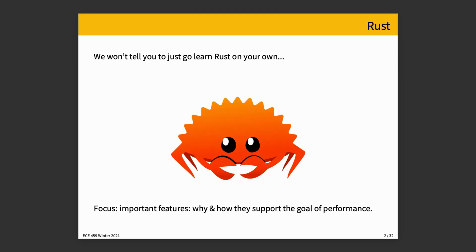Rather than just tell you to go off and learn Rust on your own, we will spend some time on the subject. So we'll tell you about important features, and why and how they support the goal of programming for performance. It would not make sense to introduce a new programming language at this point, even though we do have high expectations in terms of your programming ability in this course, and just think that, oh yes, go off and read the documentation without any instruction. I don't think that would be fair. So we're going to dedicate some time to this very topic.